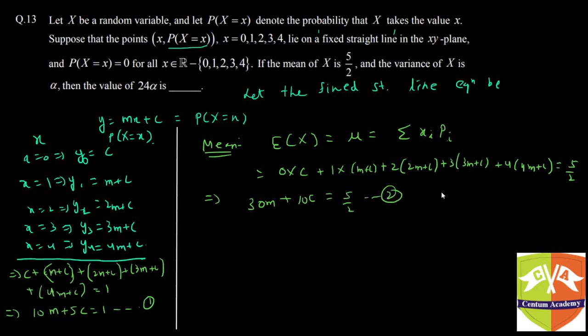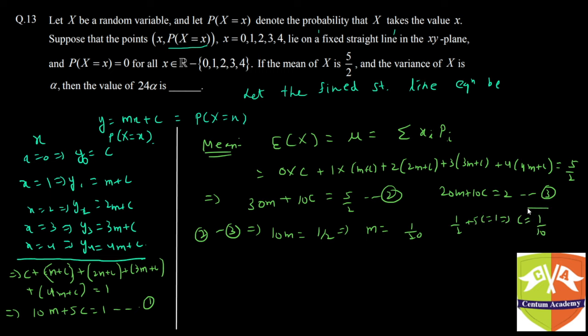So let me do one thing. Let me multiply equation 1 by 2. So it will become 20m plus 10c equals 2. And if I subtract these two equations now, 2 minus 3, I will get 30 minus 20, that is 10m equals half. So my m will be equal to 1 by 20. And if I substitute that in equation number 1, I will get 1 by 2 plus 5c equals 1. So c equals 1 by 10. So I now know the full probability distribution table, which I can use to find the value of variance.